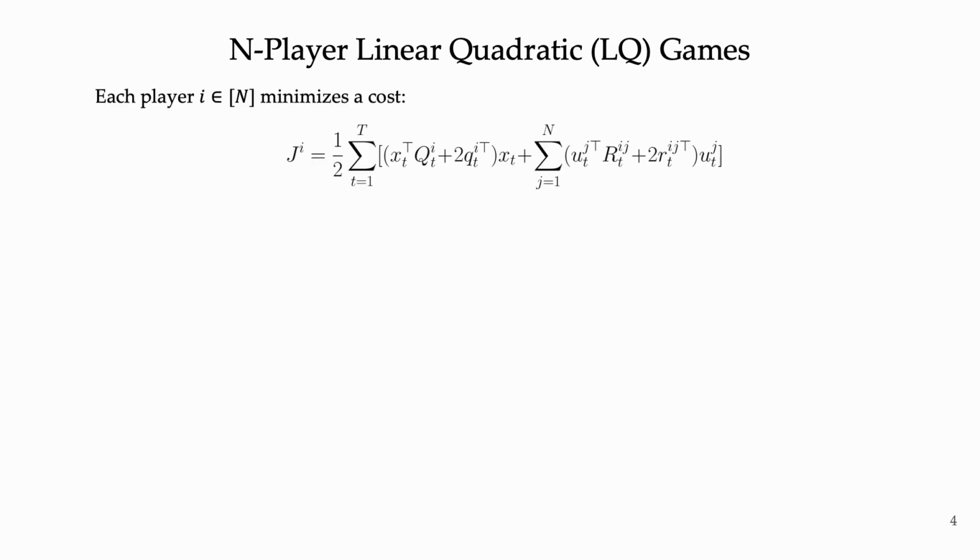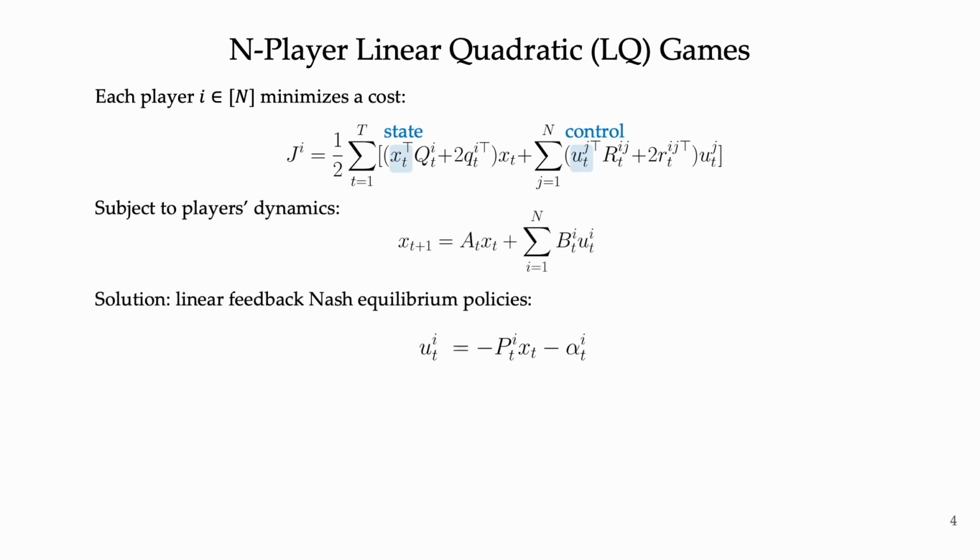We first demonstrate our approach in linear-quadratic LQ games, where players minimize individual quadratic costs subject to linear dynamics. A solution to such games, known as Nash equilibrium, takes the form of linear feedback policies. One can compute such Nash equilibria via a dynamic programming procedure starting from the last time step and going backwards.